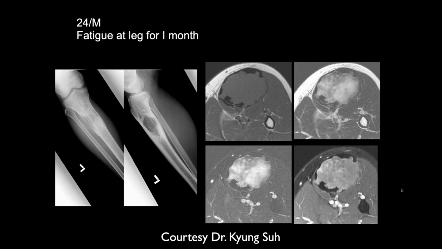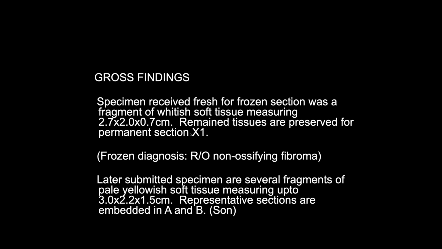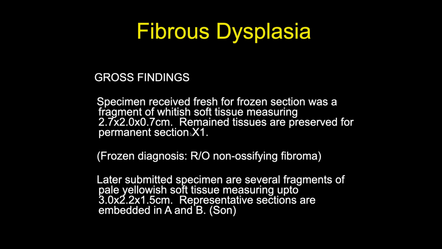It is expansile, isn't it? Yeah, it's expansile. So at 24, the first thing would be to say you need to rule out malignancy, but fibrous dysplasia is another possibility. Non-ossifying fibroma. That's what they thought on frozen section. This turned out to be fibrous dysplasia.